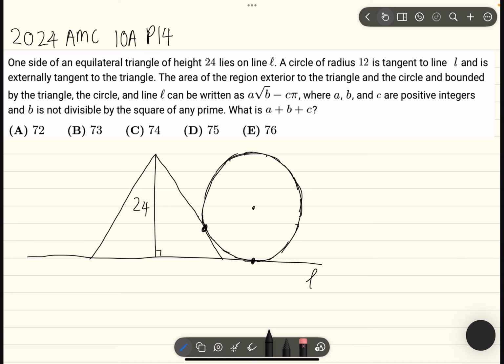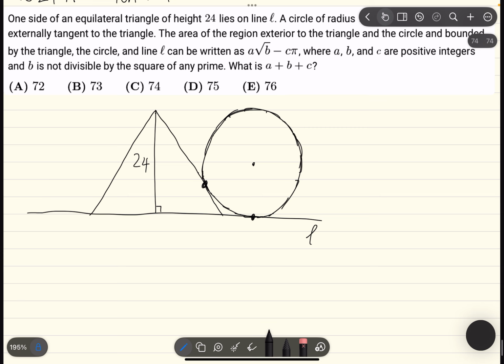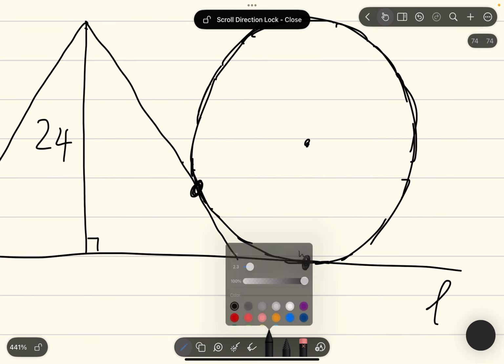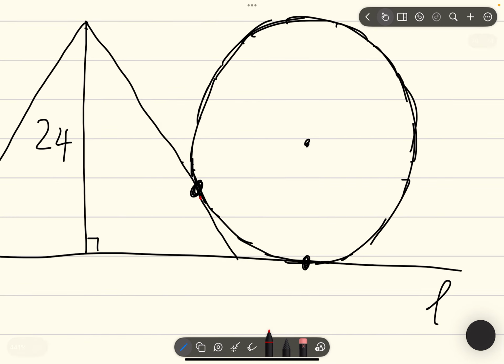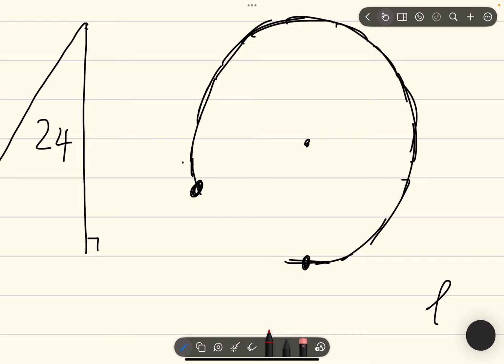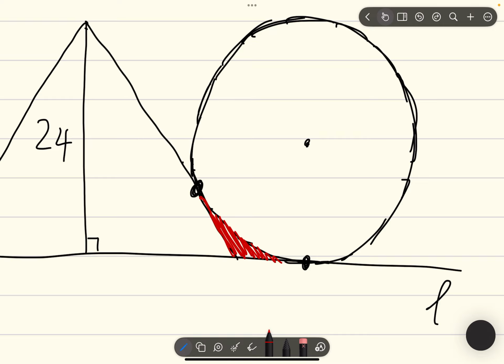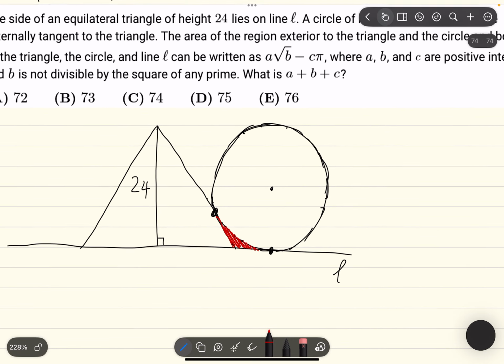And then, what are we trying to figure out here? We're trying to figure out the area exterior to the triangle, so outside of this triangle, and outside of the circle, and bounded by line L. So basically we're trying to figure out this area over here. Oh, my bad. That area right there.